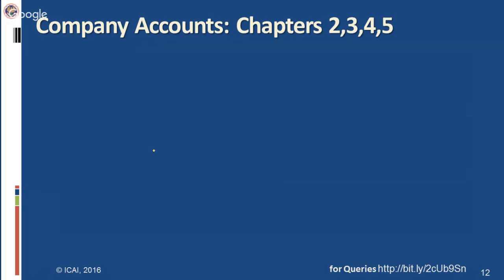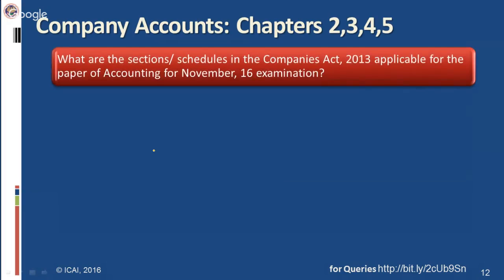Now, the major portion of our syllabus deals with company accounts. I have already told you that chapters 2, 3, 4, 5 belong to the company accounts portion, that is corporate accounting. One full question generally comes from chapter 2, preparation of financial statements, and one full question may appear from either Reconstruction or Amalgamation. So generally the weightage is around 24, maybe 30, maybe 32 marks. 24 to 32.